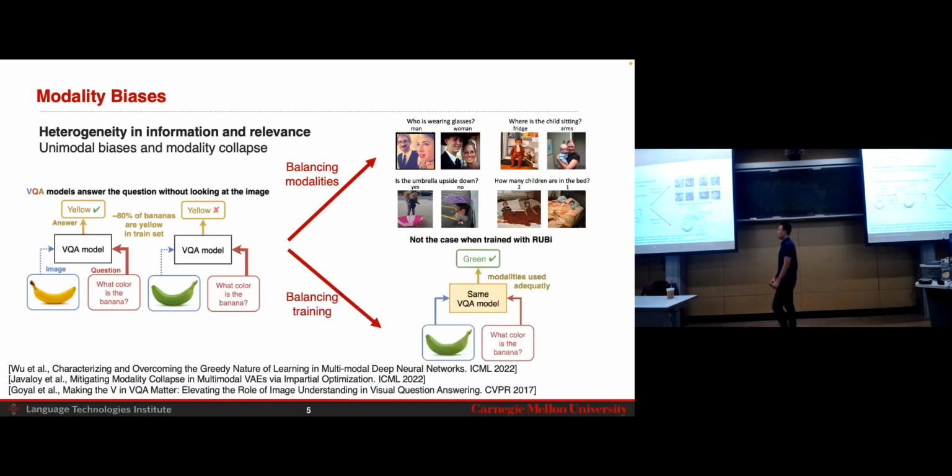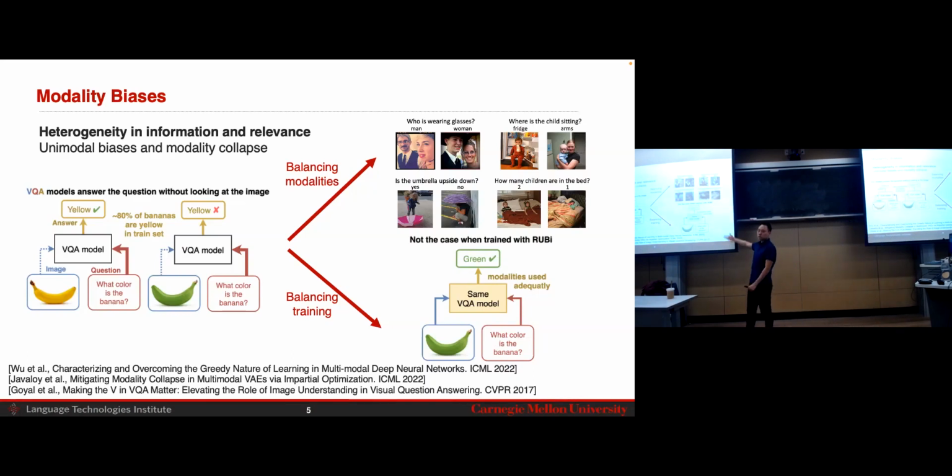Another general way of doing it is balancing training. If you're able to get both examples, yellow bananas asking about color and green bananas asking about color, you can artificially penalize your model to make sure that they're given different outputs because you know the inputs are different. So again, some hacks to balance training to make sure all your modalities are used equally.